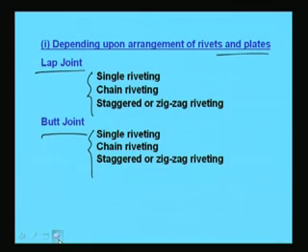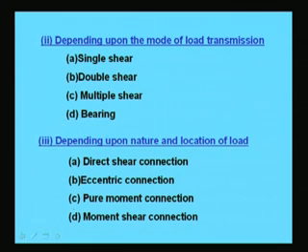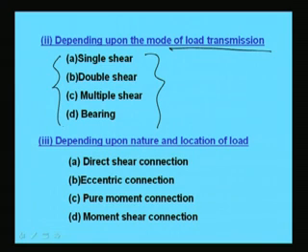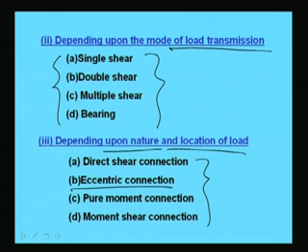So, we have discussed how it looks, and depending upon the mode of load transmission, the joint can be classified as single shear, double shear, multiple shear and bearing. So, these 4 types of classifications can be made. Again, if we see the nature and location of load, then we can categorize as shear connection, direct shear connection, eccentric connection, then pure moment connection, then moment shear connection.